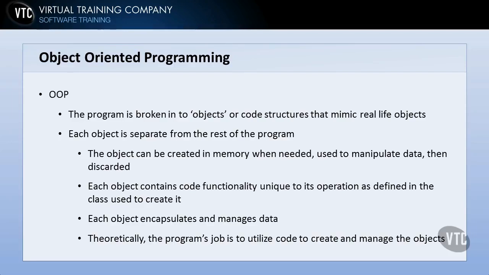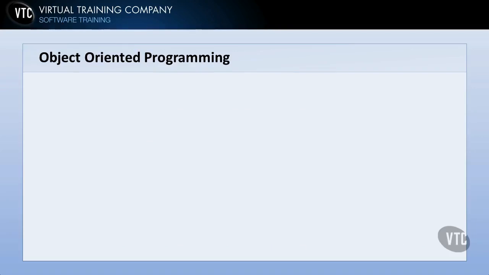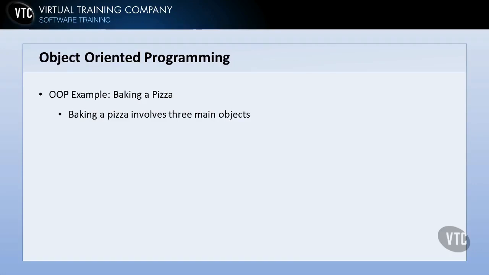So let's do a real quick example here, and we'll end part 1 and finish this up in part 2. Let's talk about an object-oriented example where we want to write a program about baking a pizza. Baking a pizza involves 3 main real-world objects. You need an oven, you need a pizza, and you need a person to turn the oven on, put the pizza in, and take it back out. Each object, an oven, a pizza, and a person object, can exist independently of the others in the program.